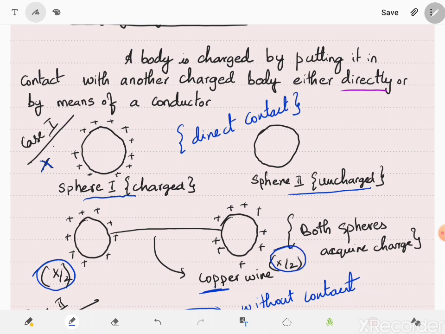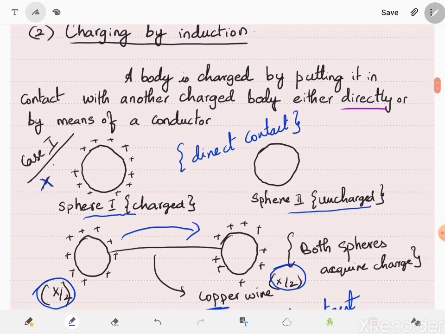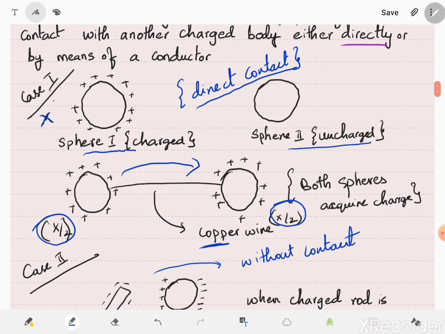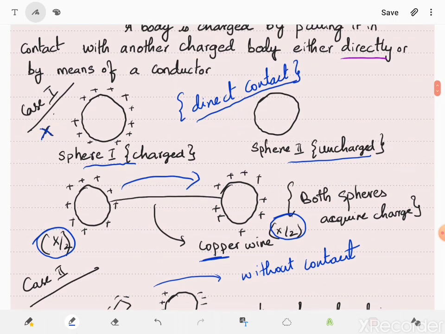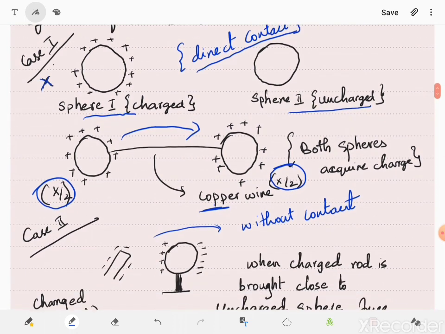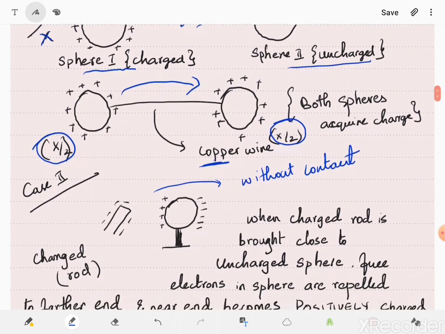By means of a conductor, when you connect two spheres, it is found that charge transfers from one of the spheres to the other. So this is one of the methods of charging, and it involves direct contact. In fact, one can also charge two spheres without actually connecting them with a piece of conductor or a copper wire. The second method involves this case 2.